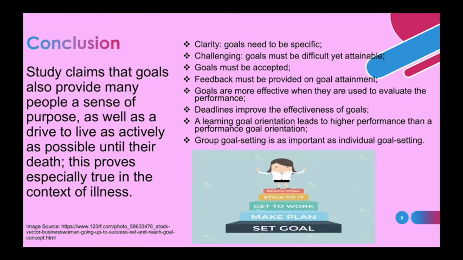Conclusion. Study claims that goals also provide many people a sense of purpose, as well as a drive to live as actively as possible until their death. This proves especially true in the context of illness. In summary, clarity: goals need to be specific. Challenging: goals must be difficult yet attainable.